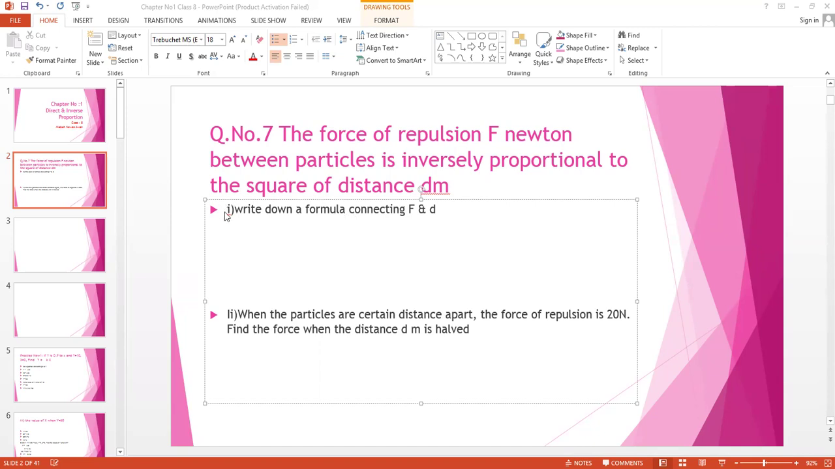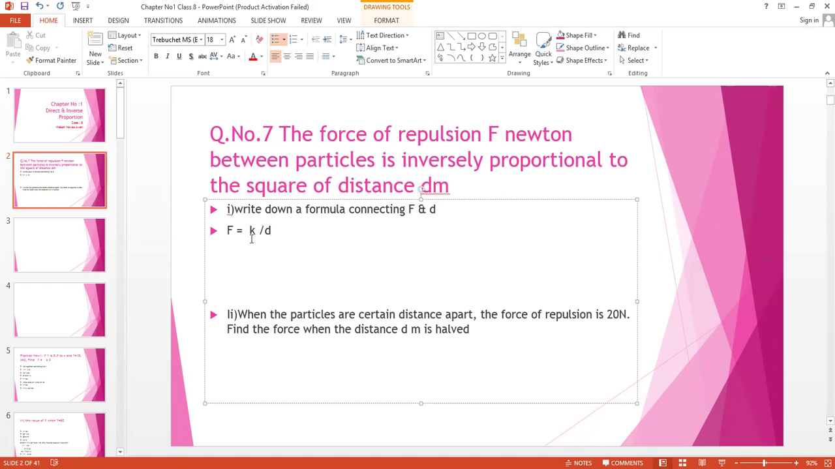So what shall we do in this question? They are saying write down a formula connecting F and D. Very easy, as you know it is inversely proportional. So we know the connection between these two variables. In the first place, which variable is given? F is given, so you have to write it here. F is equal to, it is inversely proportional, so for inverse proportion we use small letter k. And the second variable is this distance D.